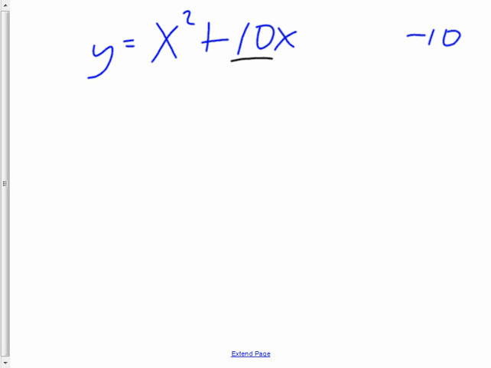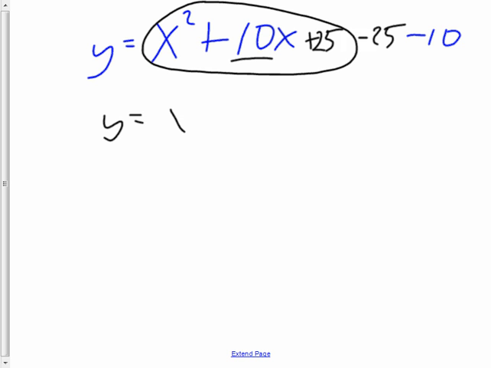Half and then square it. Half and square. What's half of it? Squared is 25. So I put a plus 25, and then, so that I'm not breaking the rules of math, I can't just add 25 to this side of the equation unless I also minus 25. Okay? Now, this part's a perfect square. Y equals x plus 5.